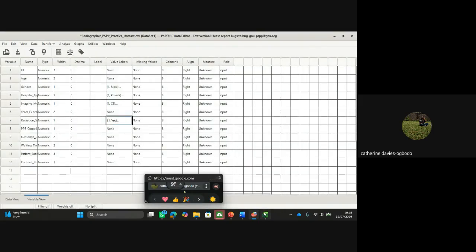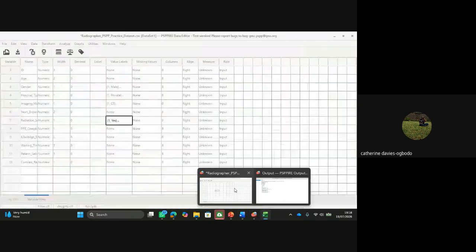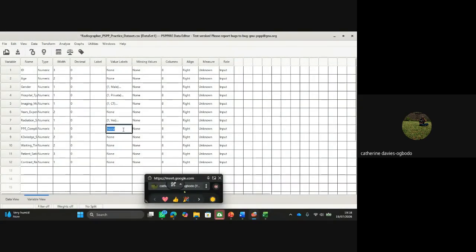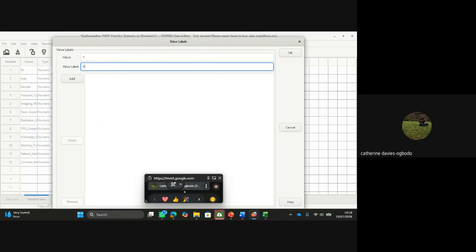Okay. Then same thing for PPE compliance. Please, if you're lost, you can let me know. What I'm doing is just coding, trying to see what the numbers mean so that SPSS interprets it well, for those of us that were in the last class. PPE compliance is basically personal protective equipment, where you measure compliance with the personal protective equipment that we're giving.